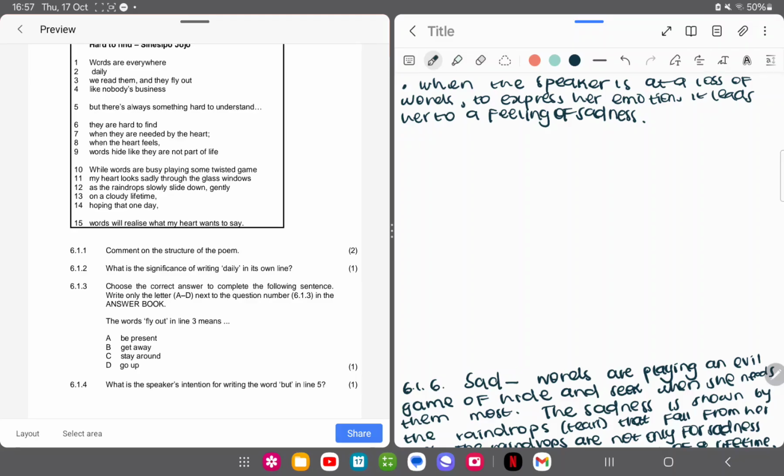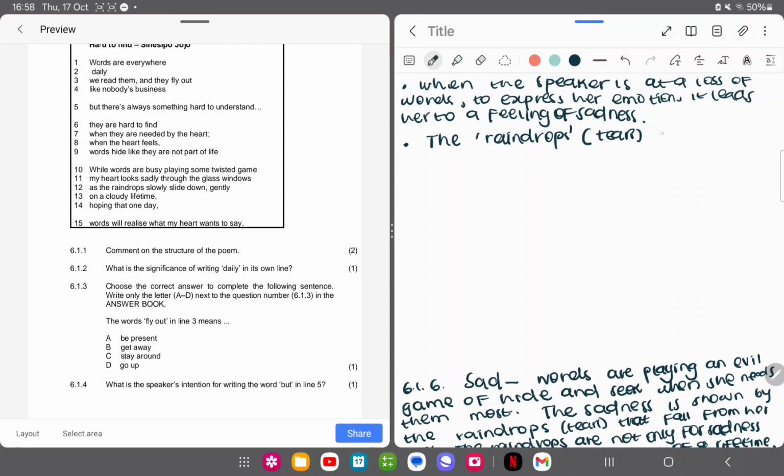Right, I mean, each and every person can relate to this poem, that whenever they fail to find the correct words, or they fail to find words at all, they become sad. So we can say that also applies to the speaker, as they are also at a loss of words. And then we can also say that the raindrops, remember that the raindrops stand for tears.